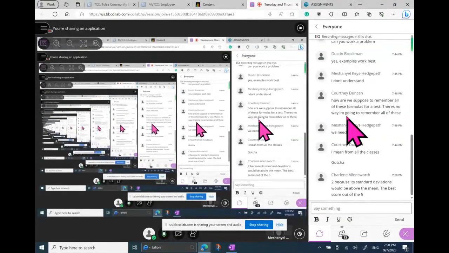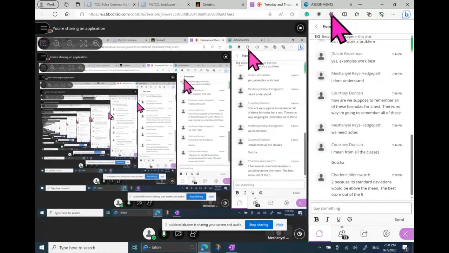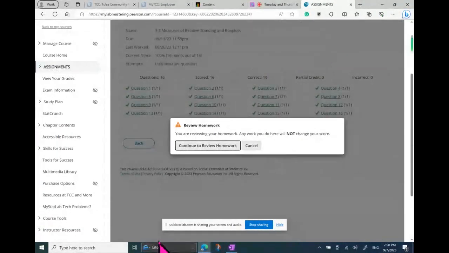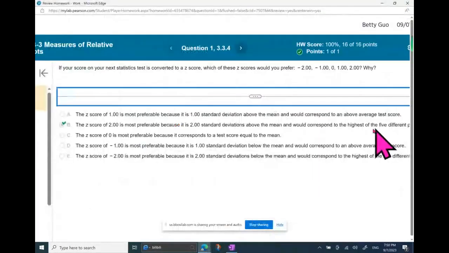Charlene said 2, because it is the most standard deviations above the mean, the best score out of the five. Perfect, exactly. You understand it. If you don't understand that, you would not choose the right one. Exactly. But do you understand what I'm saying?